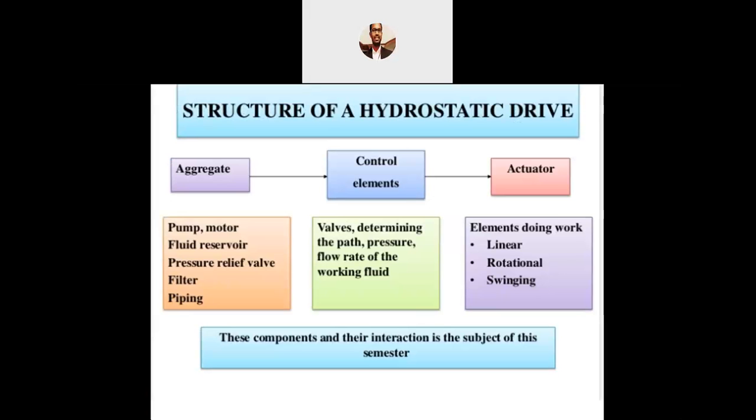Aggregate, this is one sketch, a normal flow diagram that they have given. Aggregate, control elements, and actuator. Aggregate is something with which we are creating the pressure. It includes the reservoir, a filter, all those things, pump, motors, fluid reservoir. This is the aggregate.